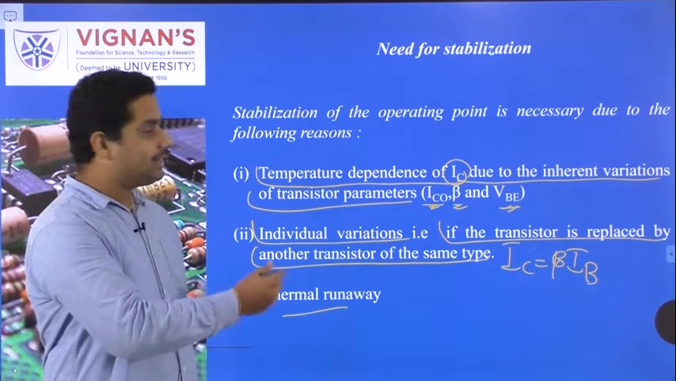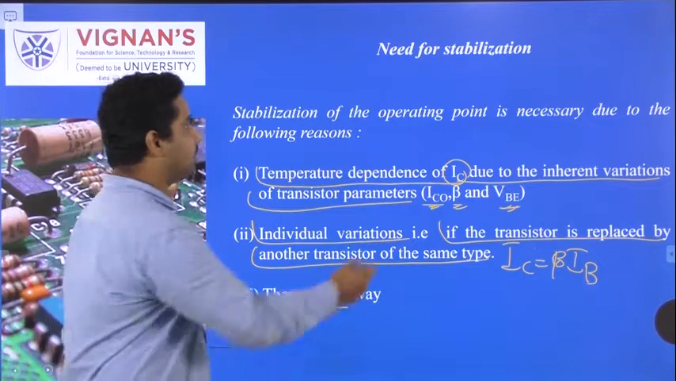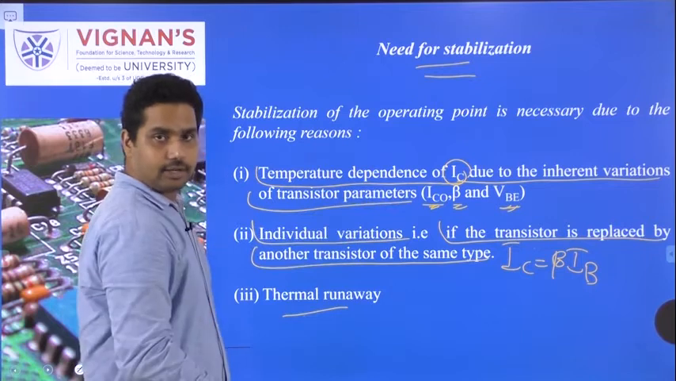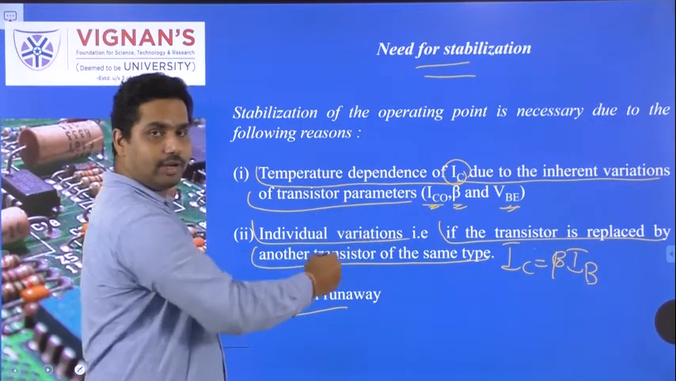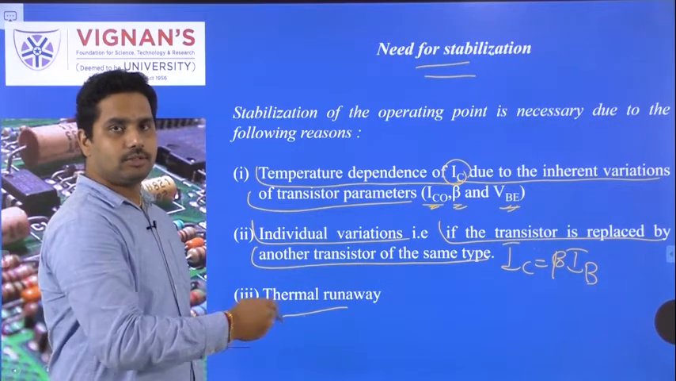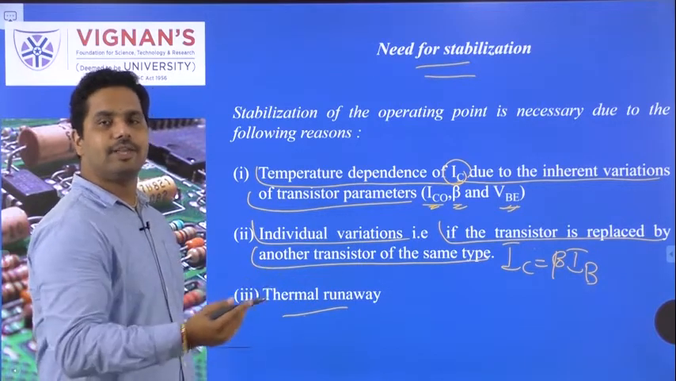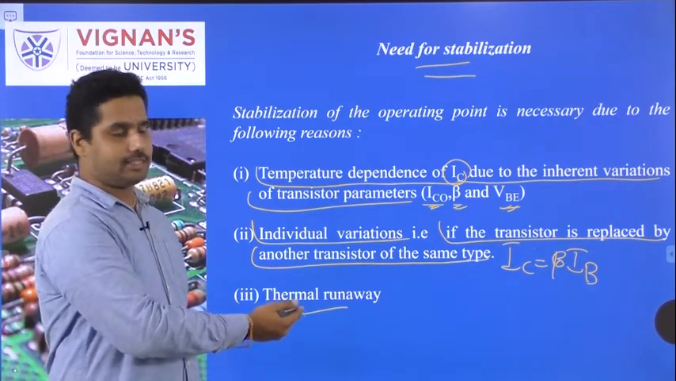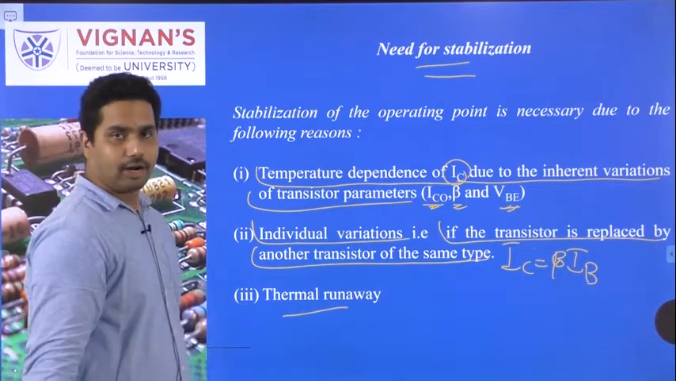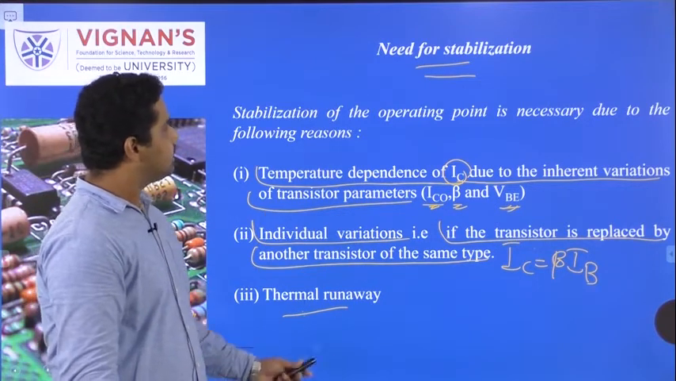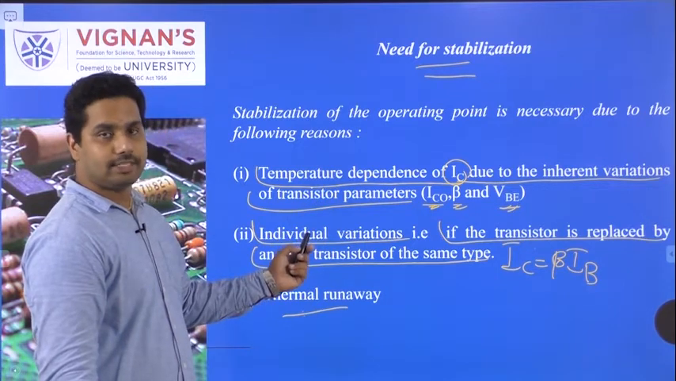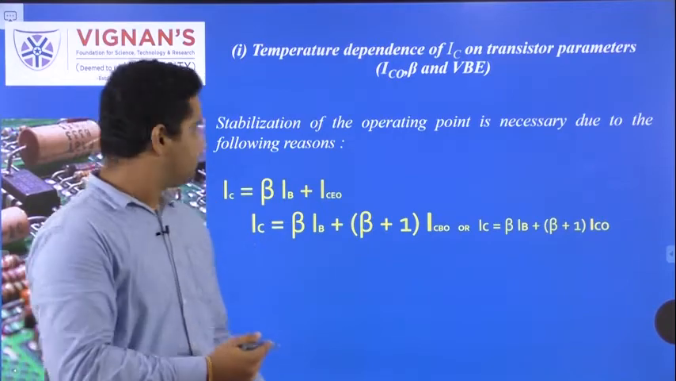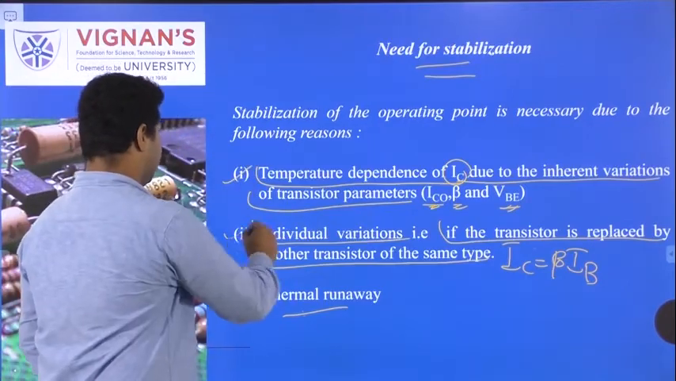So I can conclude that these are the reasons why we need what? Stabilization. So first of all, temperature dependence of this collector current, and then individual variations. Whenever a transistor is replaced, some variations happen. That means it is very difficult to obtain two transistors with the same beta value, and because of that again your collector current is varying. And finally, thermal runaway. And because of these three reasons, we are going for what? Stabilization. And now we will see these three reasons one by one.